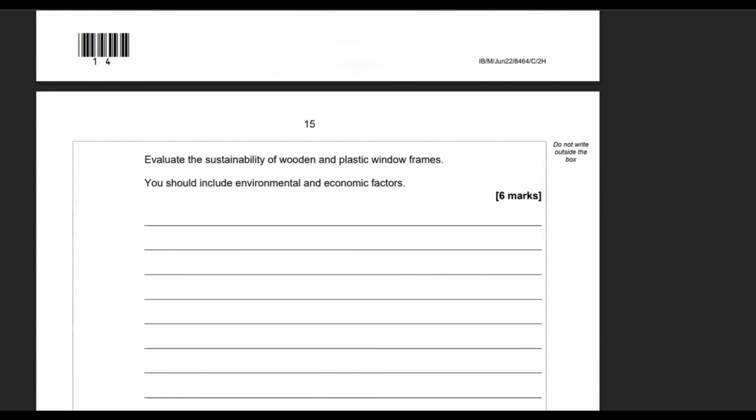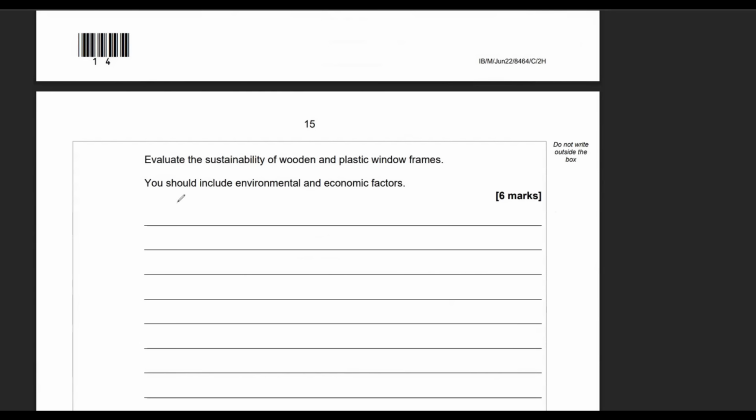Let's have a little look. Of course they are. Evaluate the sustainability. So sustainability means the long-term use so that there's enough for future generations. We have to take that into account. So if I'm using wood, is there going to be enough for future generations? Is it going to be sustainable? If I'm using plastic window frames, is that going to be sustainable? So we're evaluating the sustainability. You should include environmental and economic factors.